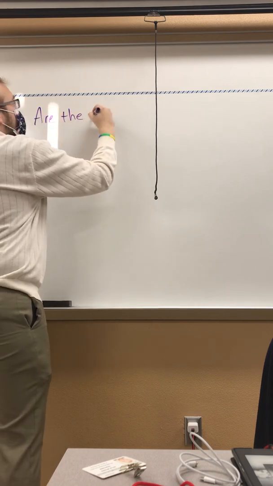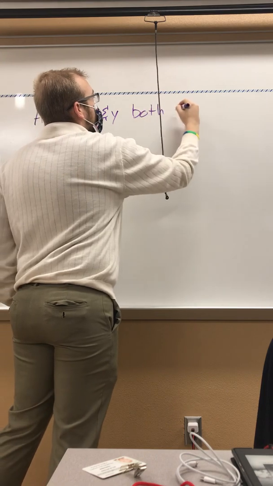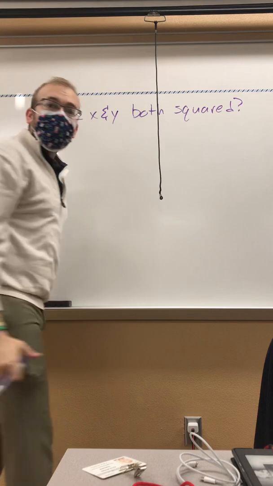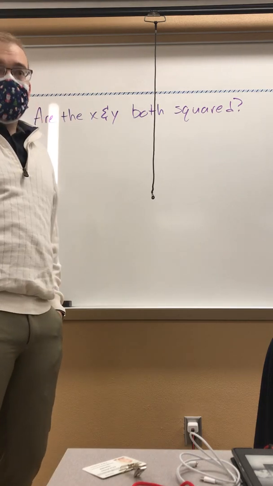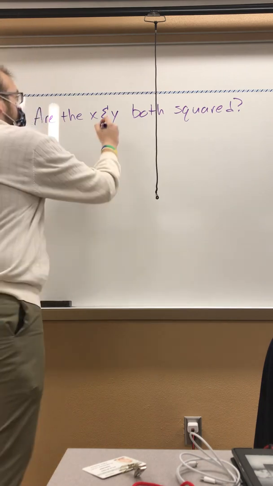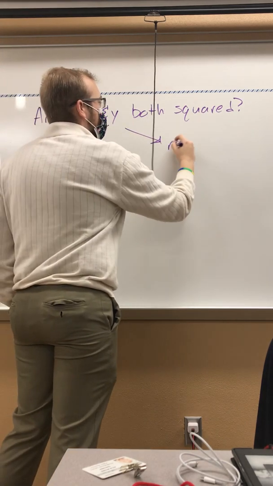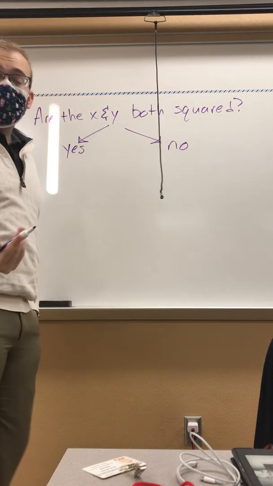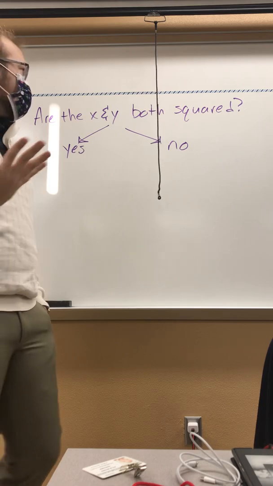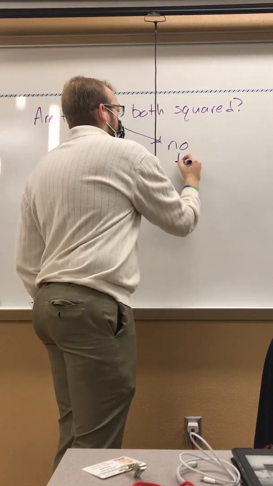are the x and y both squared? Really good question, because if they're not, right, so yes or no, if they're not both squared, and this is only dealing with the four conics, right, so out of the four conics, if they're not both squared, only one of them is squared, so then you have a parabola.